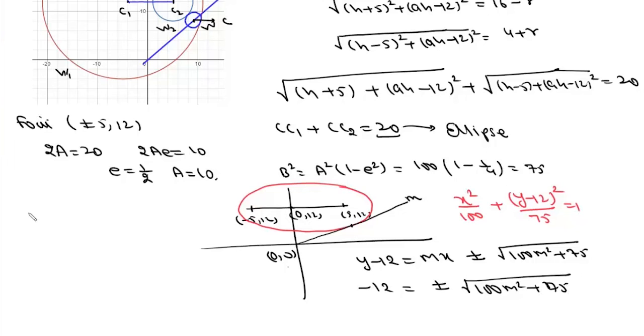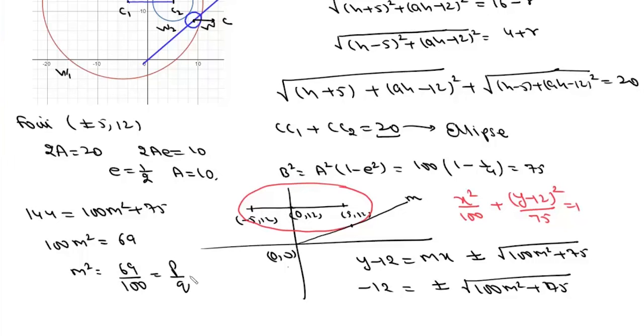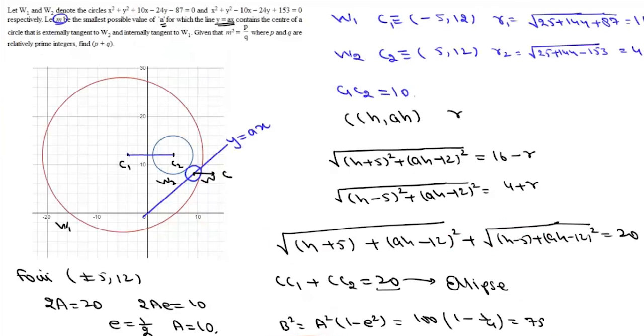Now we square it, we can write 144 equals 100 m square plus 75, or 100 m square equals 69. So the value of m square is 69 by 100. So we'll get the least value of the slope m, such that m square is 69 by 100. Now it says this m square is p by q. We have to find the value of p plus q. And in this case, the value of p plus q is 169. So the answer to this question is that the value of p plus q is 169.